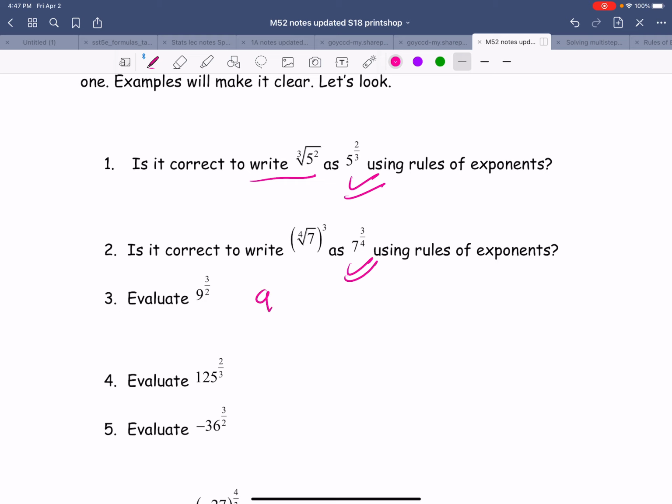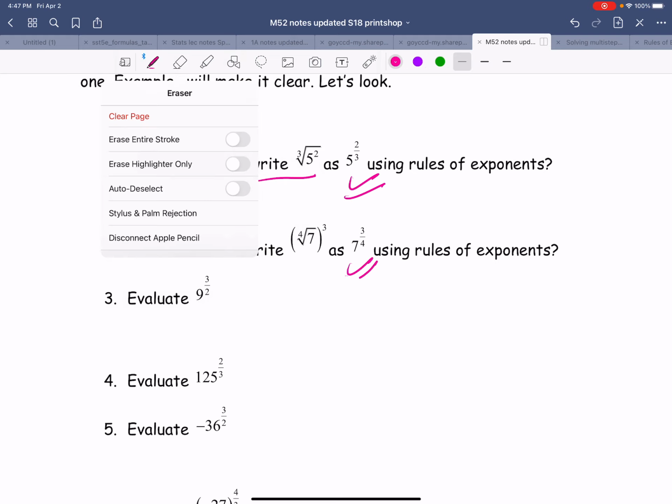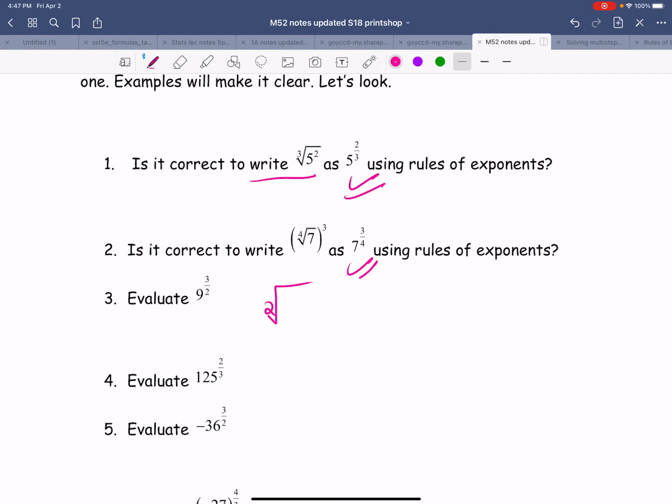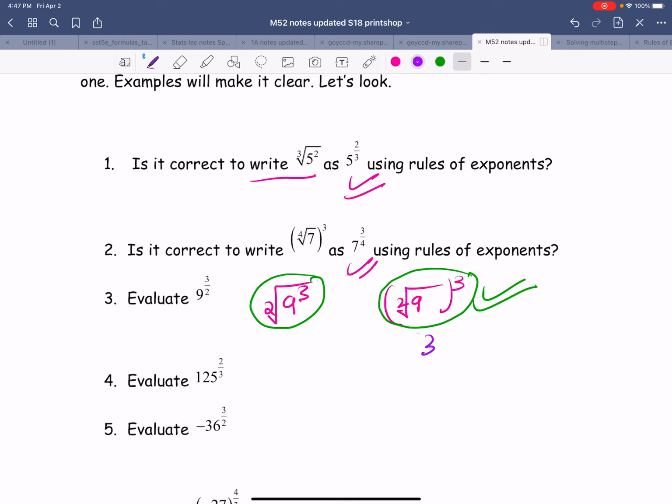So we can express it as the square root of 9, cubed, or we can say the square root of 9 to the third power. So both ways it's correct. Either we can raise the exponent outside or inside the radical. Both ways it's correct. Usually the second way is easier. So I'm going to go ahead and simplify it. Square root of 9 is 3. 3 to the third power is 27.